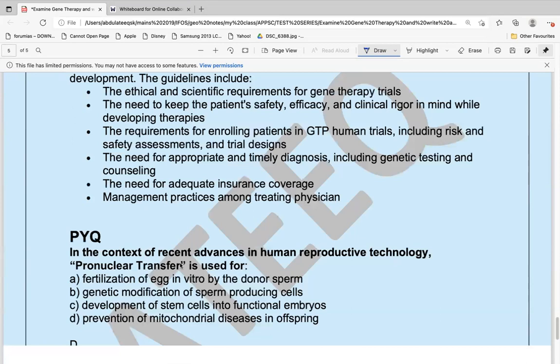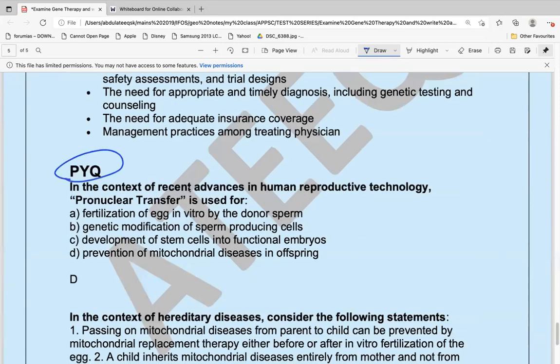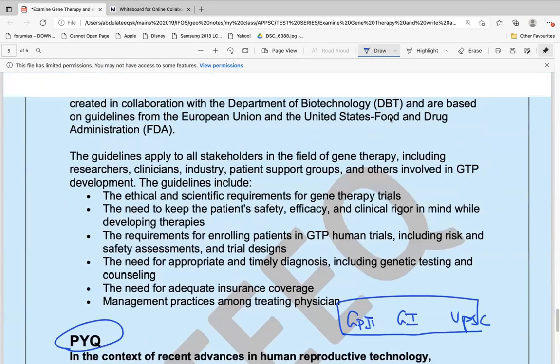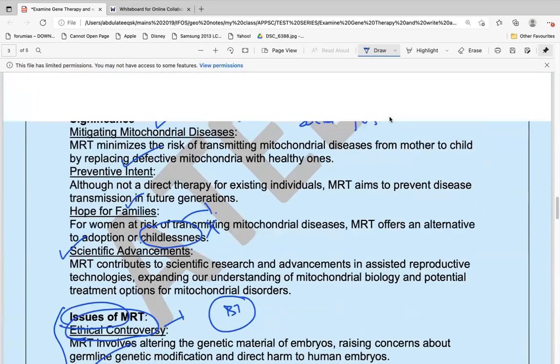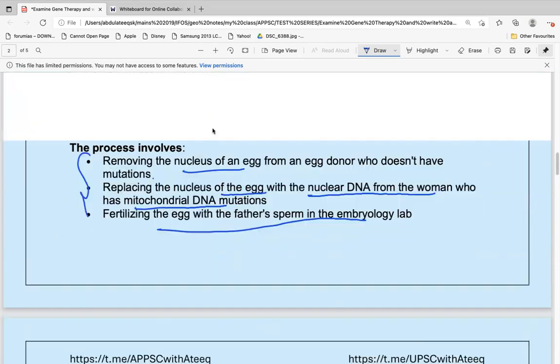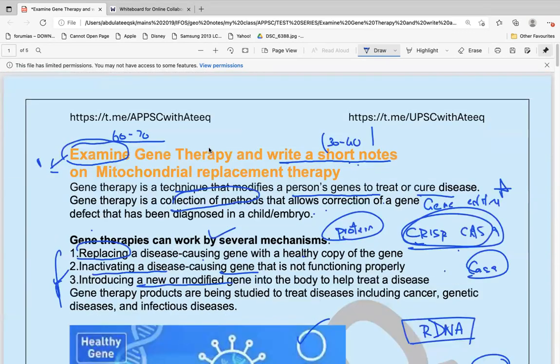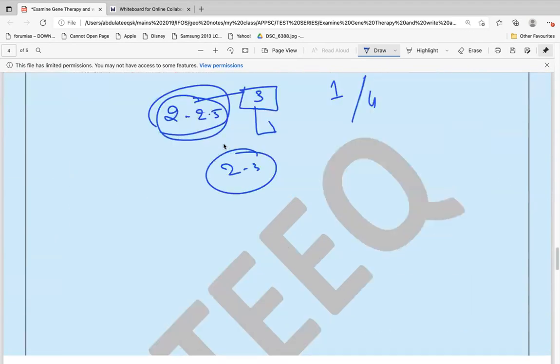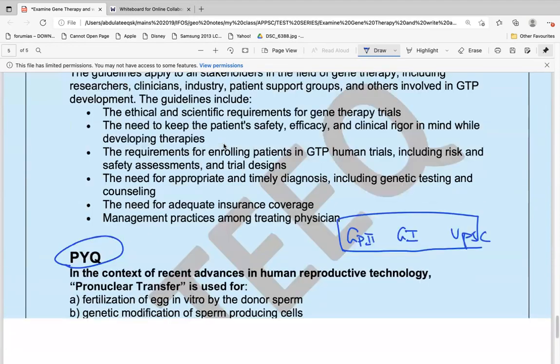Now, one more point from my side. I have added PYQs here. The reason is a few people have doubts. They are preparing for Group 2 as well as Group 1 or UPSC. I have asked them to do integrated preparation. Now, how do I do the integrated preparation? I have studied the concept of gene therapy and mitochondrial therapy. Now, what are the PYQs that were asked on this topic? I'll try to solve them.